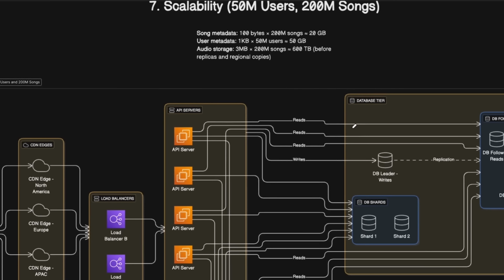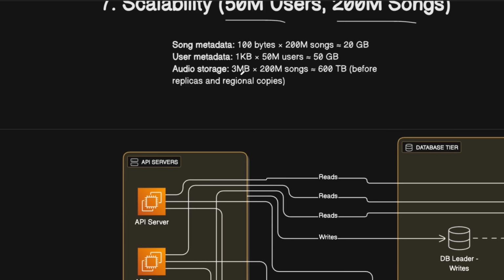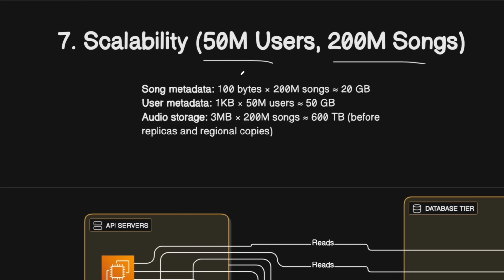Let's say the user base grows to 50 million users now and the songs grow to 200 million songs. This means our current architecture cannot handle it anymore, which means if we calculate the requirements again, we will have 100 bytes for 200 million songs for song metadata. That will be 20 gigabytes. For user metadata, it will be 1 kilobyte times the user base, which will be 50 gigabytes.